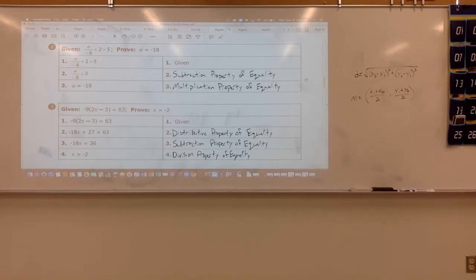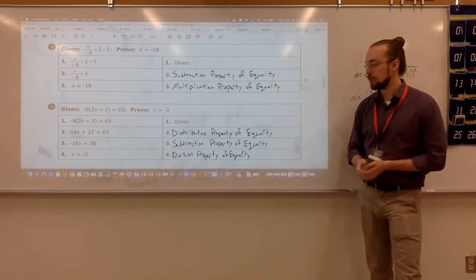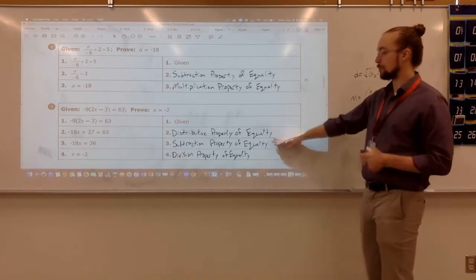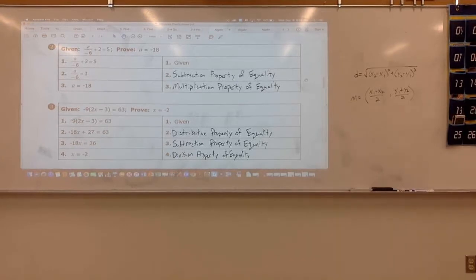So we get something like this. Subtraction and multiplication for number 2. And for number 3, distributive, then subtraction, then division. Questions?